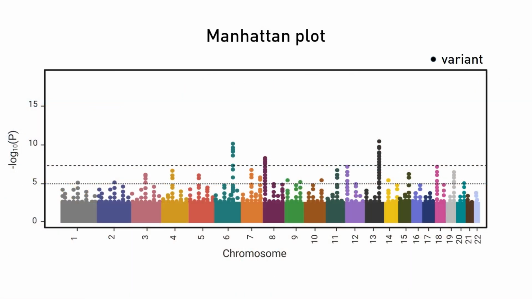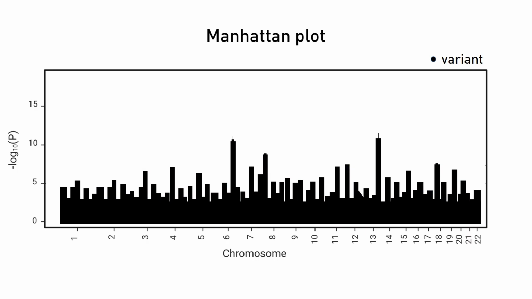A Manhattan plot represents all of the variants examined, plotted by their chromosome location. The results of the statistical testing determine whether there is a difference in the frequency of the variant between the test, with disease, and control, without disease, groups. It is called a Manhattan plot because the graph often looks like a city skyline.